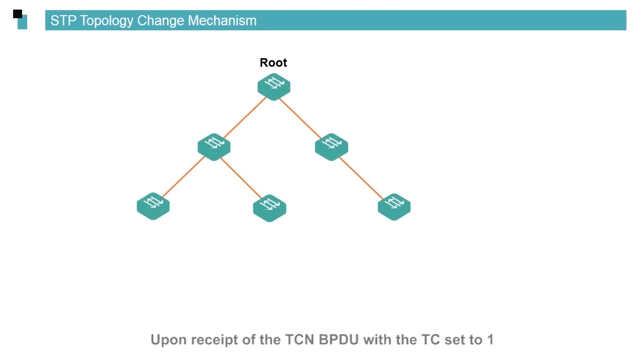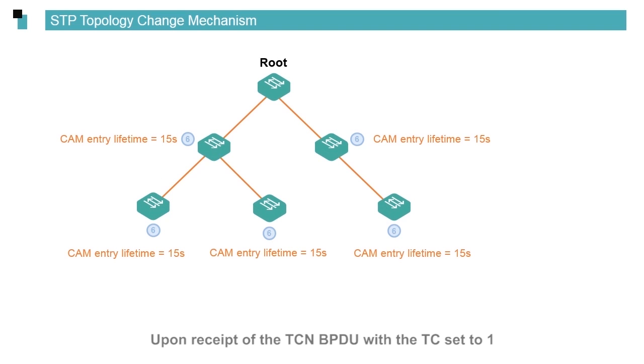Upon receipt of the TCN BPDU with the TC set to 1, the other switches reduce the lifetime of the MAC address table to 15s to speed up the MAC table update. Once the topology of the switching network changes, some entries in the MAC address table become unavailable.